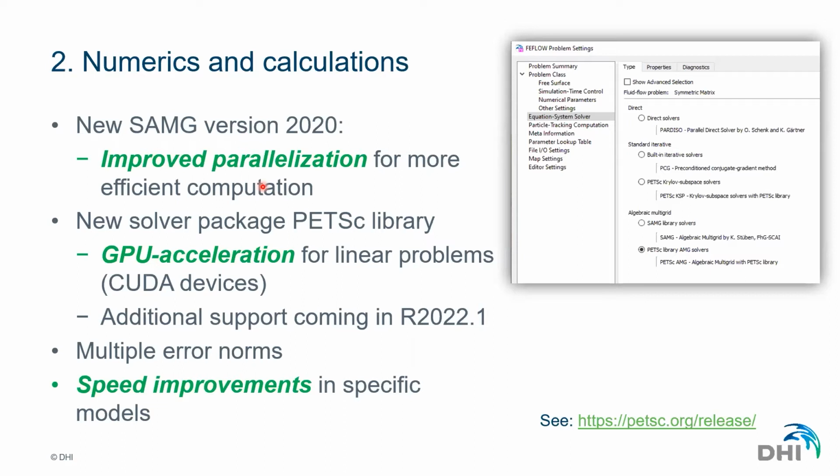We introduce a new solver library package called PETSc. PETSc is a very famous library for numerical calculations, used for many industries where numerical calculations are required. PETSc comes with a bunch of multiple solvers. So you have an AMG solver equivalent to SAMG. You have also some solvers called Krylov subspace methods.